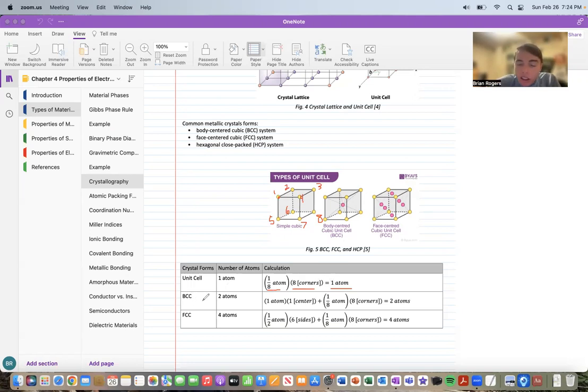Now for the body-centered cubic, we actually have 2 atoms. And so we have 1 atom at the dead center. And then we have an eighth of an atom at each of the corners. And so if you do the calculation, it's going to be 1 atom at the center and then an eighth of an atom at each of the 8 corners. You're going to get 2 total atoms can be stored within a body-centered cubic unit cell.